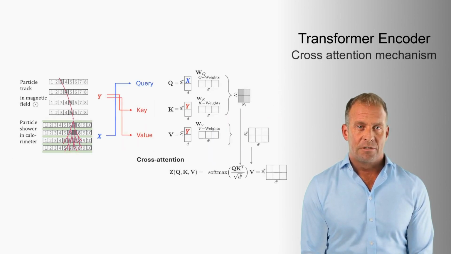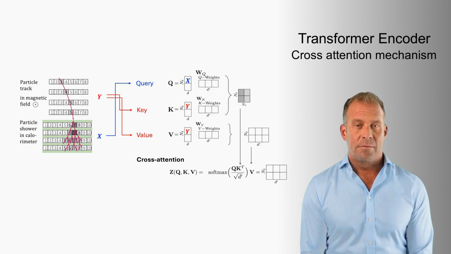Finally, we consider cross-attention. The figure shows a particle first leaving signals in a tracking detector and then producing a shower in a calorimeter. Cross-attention combines information from both detectors. The query matrix Q comes from calorimeter data X, while key and value matrices originate from tracker data Y. The resulting attention matrix connects measurements from both detectors and produces the output matrix Z.